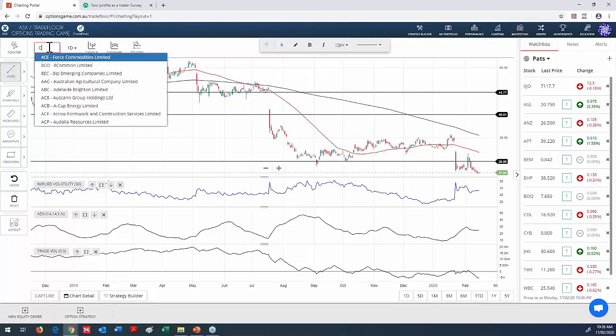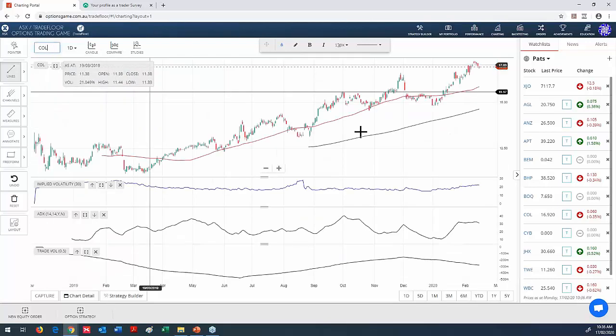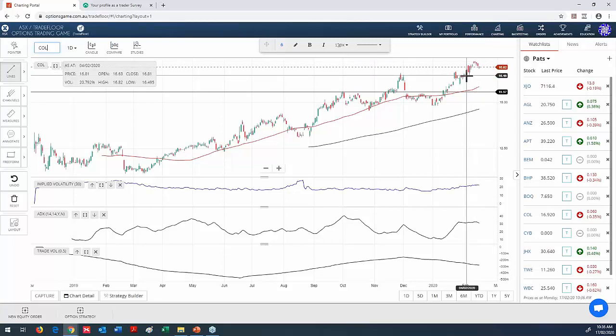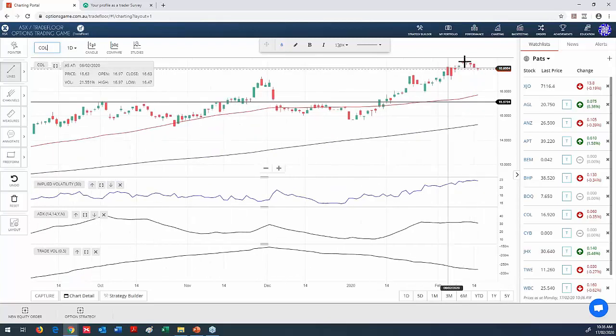We'll have a look at Coles and Woolworths next. So Coles seems to have bounced off its resistance level, a fairly new resistance level at that. It's a new all-time high, and it seems to be slowly coming back. Since the 5th of February, there have been quite a lot of red days.